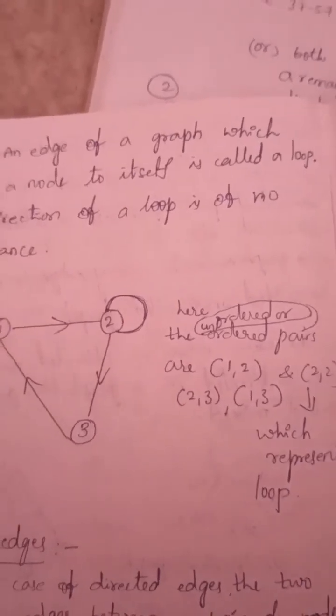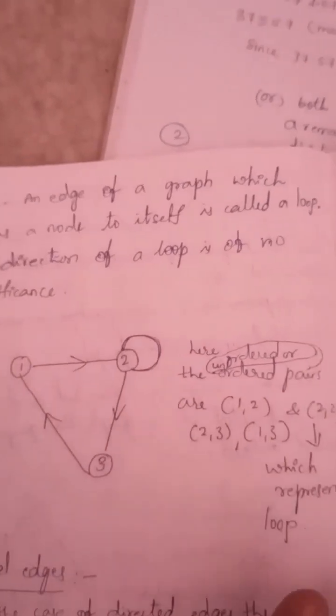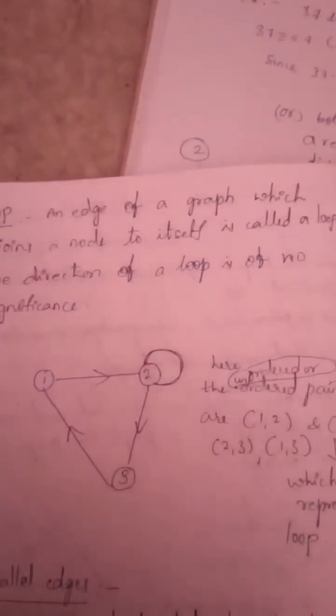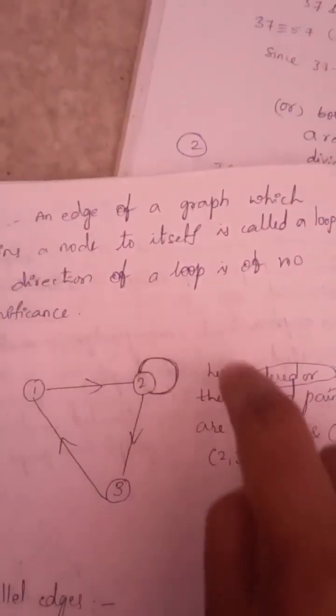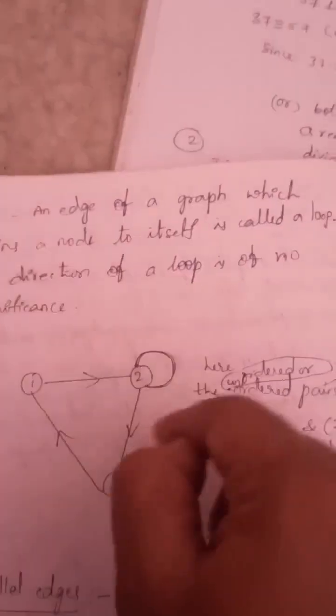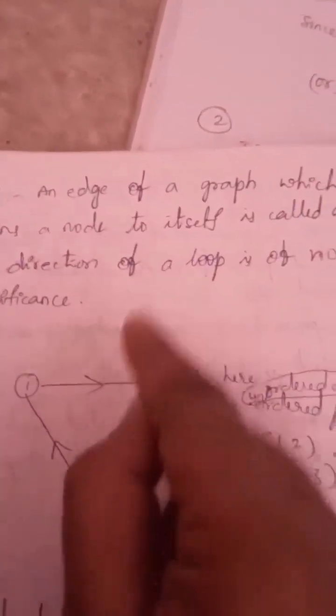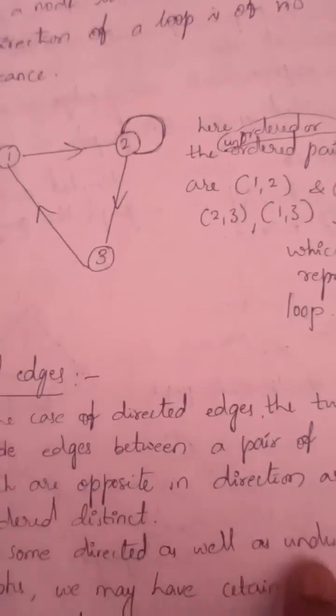And further studies, further improvement. So this is the definition of the loop. An edge of a graph which joins the same node is called a loop. And parallel edges are also there.